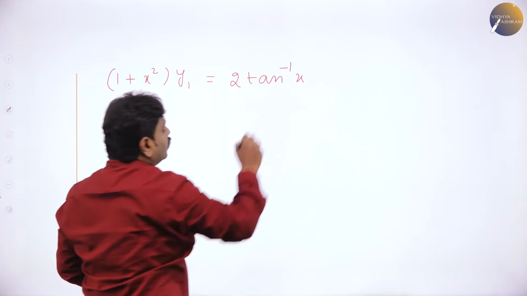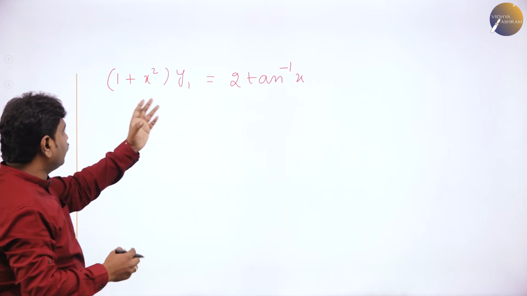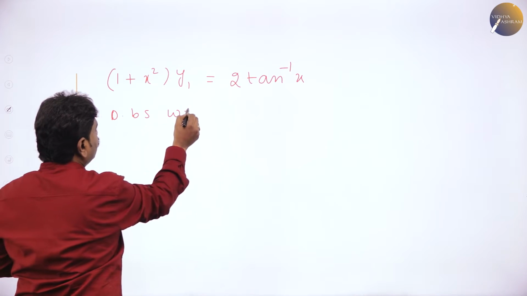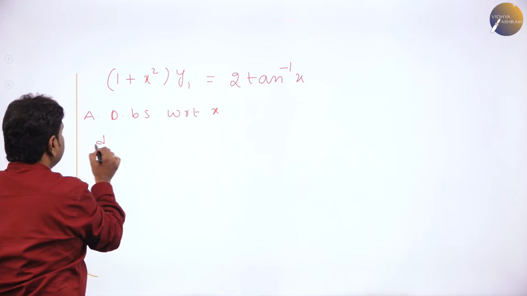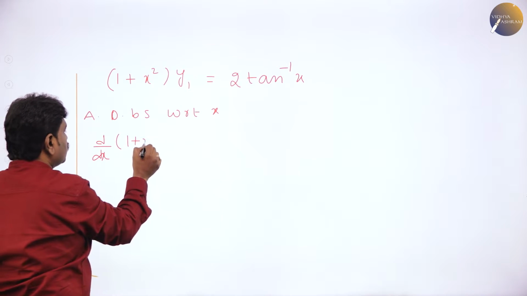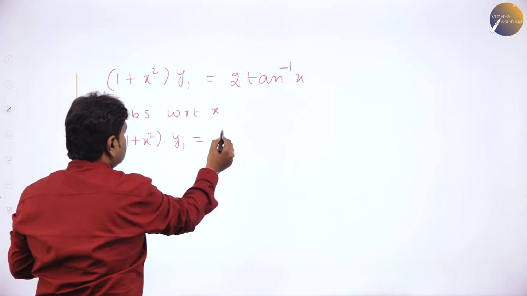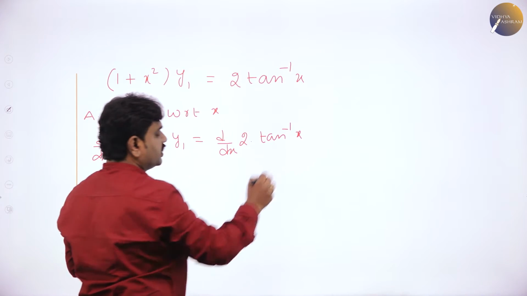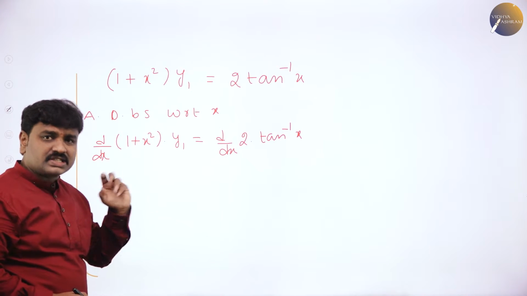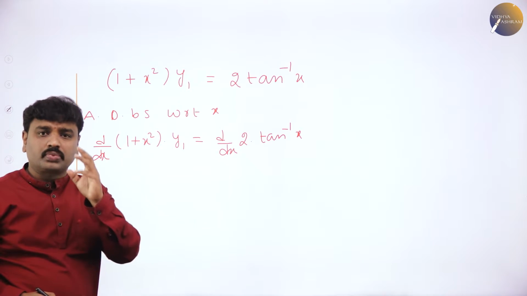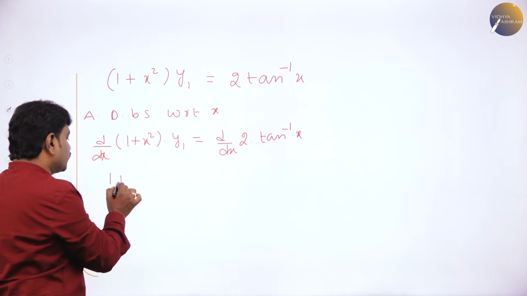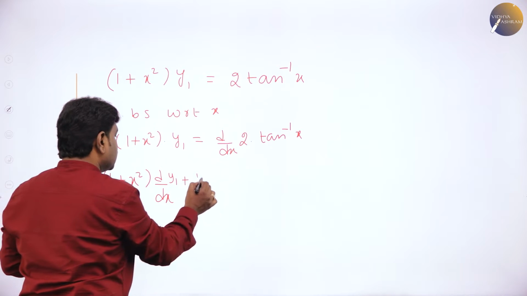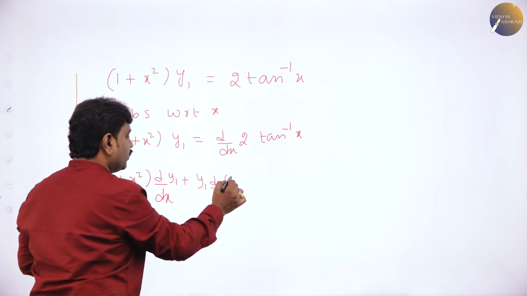Now, until we get the proof, they want y2. So again differentiate both sides with respect to x. LHS becomes d by dx of 1 plus x square into y1, RHS d by dx of 2 tan inverse x. So now further differentiate. In LHS you have a product of two functions. So what should you use? Product rule. What is the product rule? First function into derivative of second function plus second function into derivative of first function.